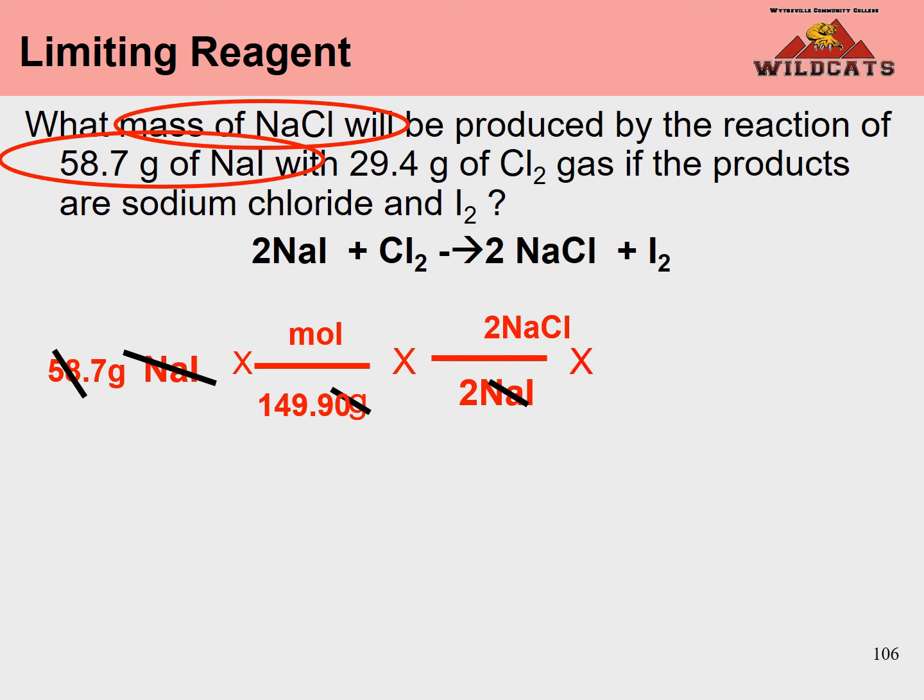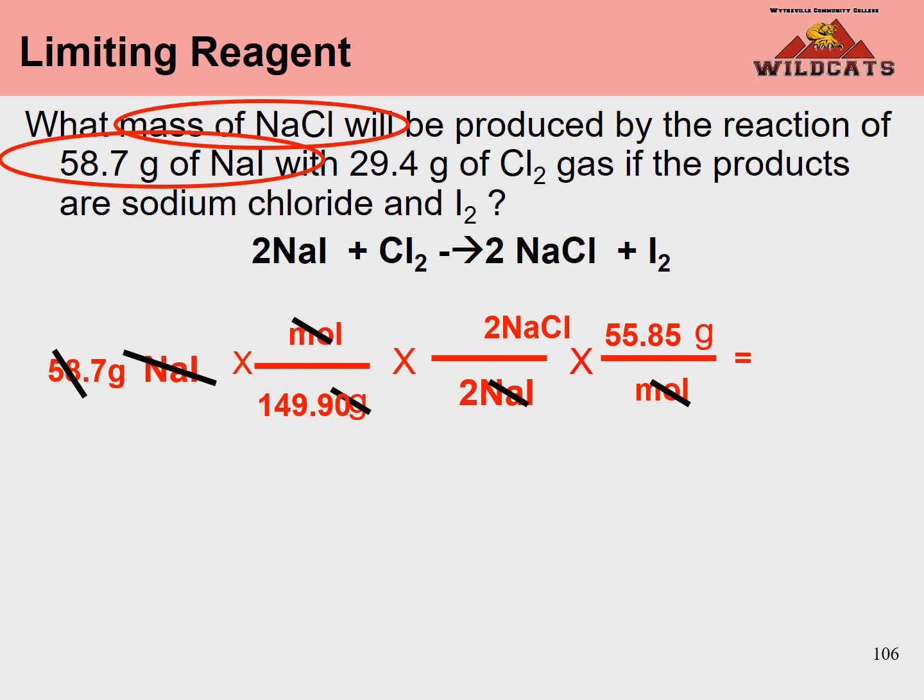And there are some books that would have you stop here, compare the moles of 2 problems, and then finally do the grams. But I just prefer to just finish out the problem. So I can put moles on the bottom, put grams on the top. The molar mass of sodium chloride is 58.44, 1 sodium, 1 chlorine. And I end up with 21.9 grams of NaCl if I started with the 58.7 grams of NaI.